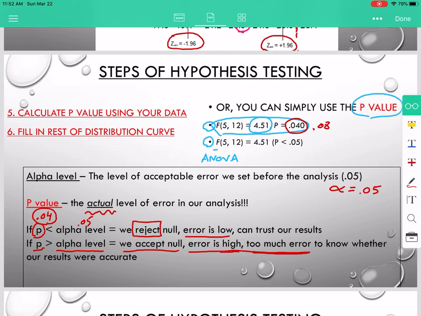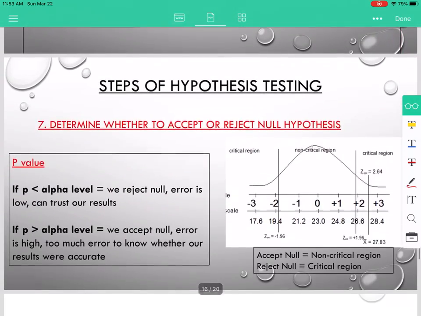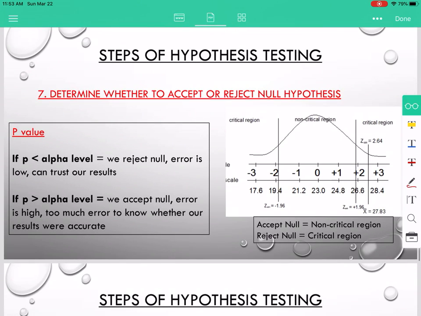Oh man, I know this is not that sexy when we talk about steps of hypothesis testing, but in terms of understanding the foundation, this is really the foundation of inferential statistics, and I am excited about it. So this leads us right into our last step, determine whether to accept or reject the null.